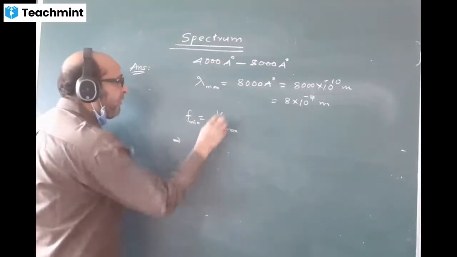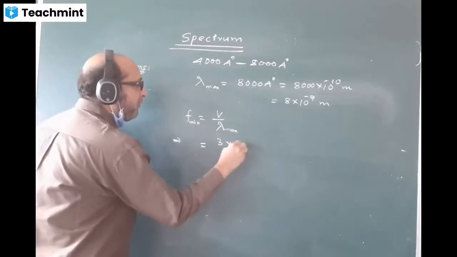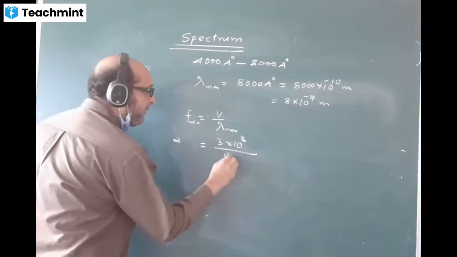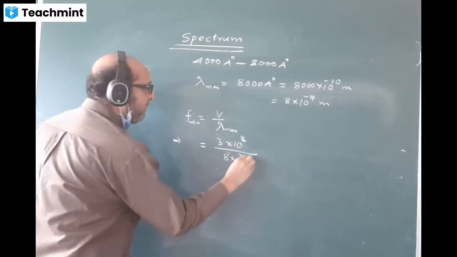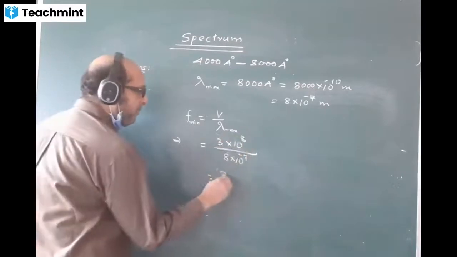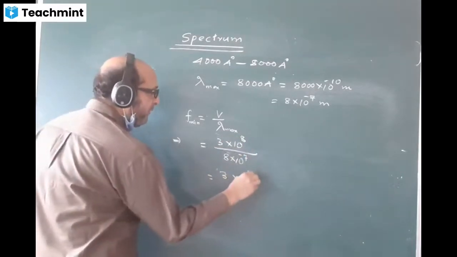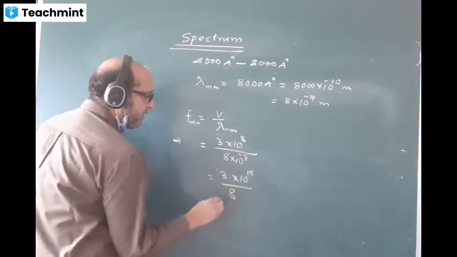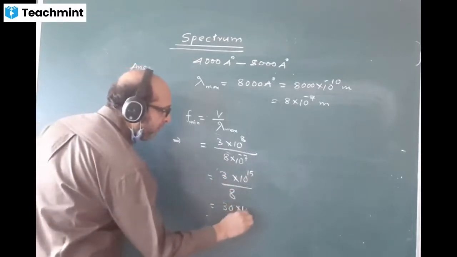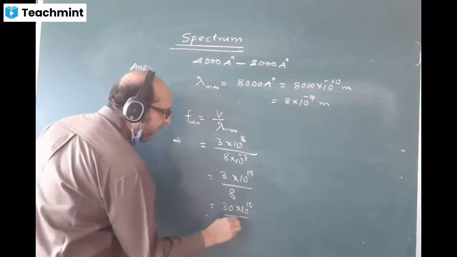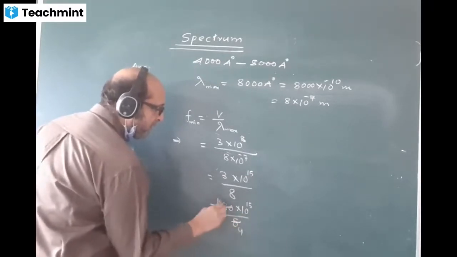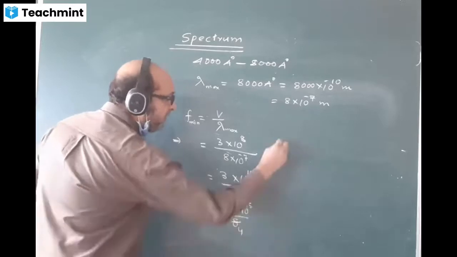The v value we always put as 3 into 10 to the power of 8. Lambda max value is this much, I will put 8 into 10 to the power of minus 7. Now working it out, this will come to 3 into 10 to the power of 15 divided by 8. So I add a 0, make it bigger, 30 into 10 to the power of 15 divided by 8. Let us cancel: 2, 4, 3, 2, 15, 15. Sir, 30 into 10 to the power of 14, no?